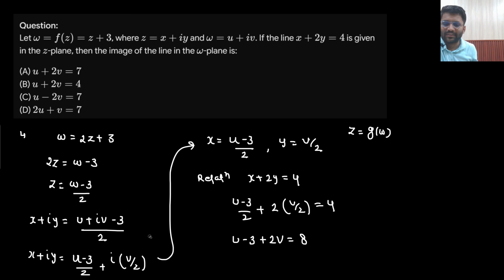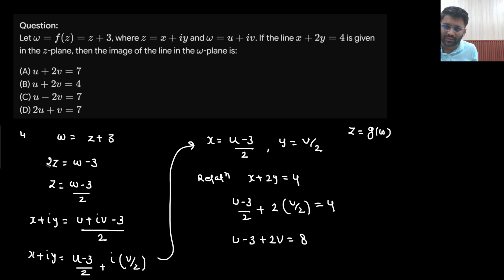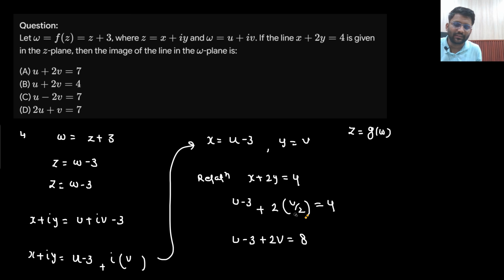Yeah, it's not 2z plus 3, it's omega equals to z plus 3. Great. Here what we have assumed is z plus 3 only. Okay. So it is z equals to omega minus 3. The divided by 2 would go. So x is coming out to be u minus 3. y is coming out to be v only.